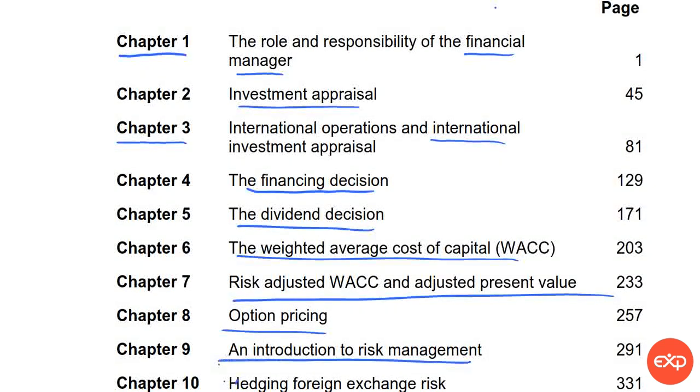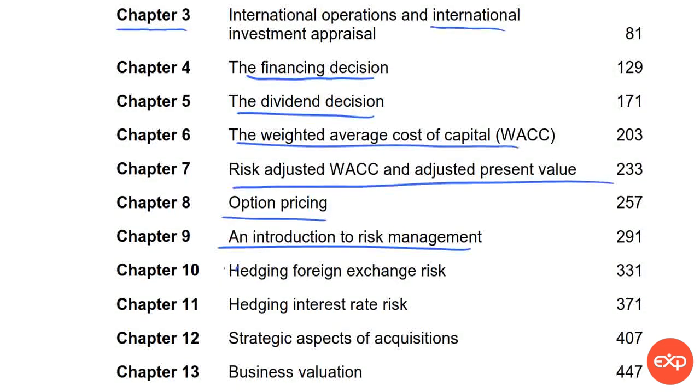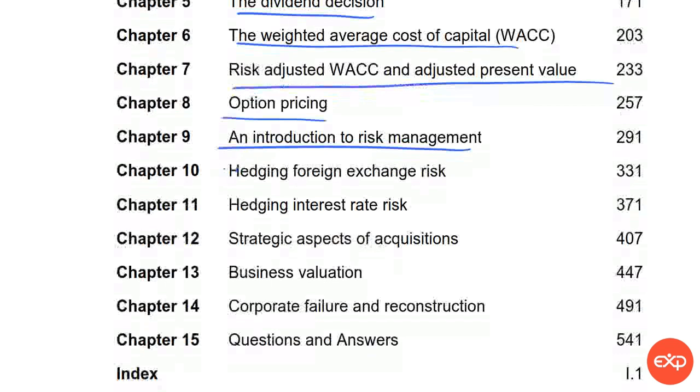Introduction to risk management. So if you've already done the paper which used to be called P1, or you might be doing the ACCA SBL paper, then you'll already be familiar with most of what's in here, risk management. But then in chapter 10 we come on to hedging foreign exchange risk. Now here we look at various instruments, particularly financial instruments like options and futures.